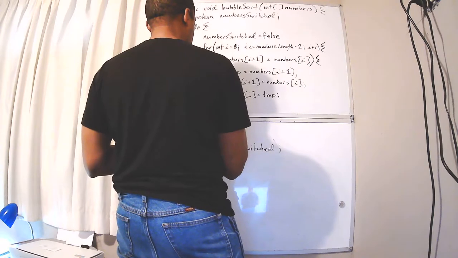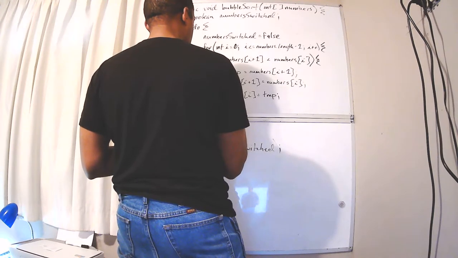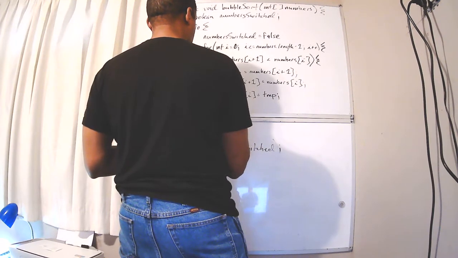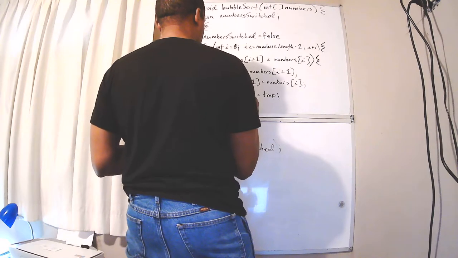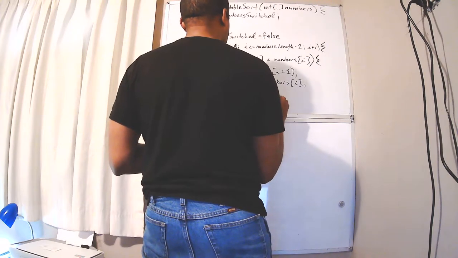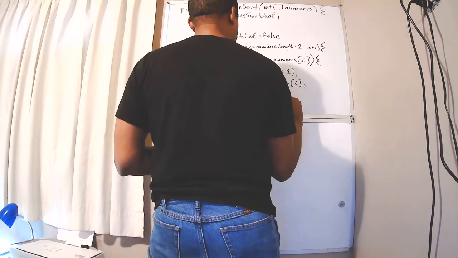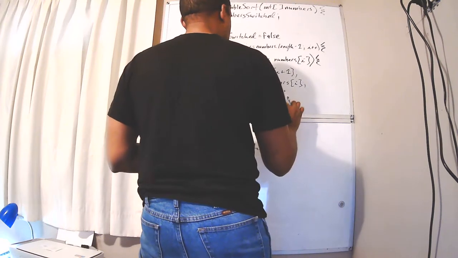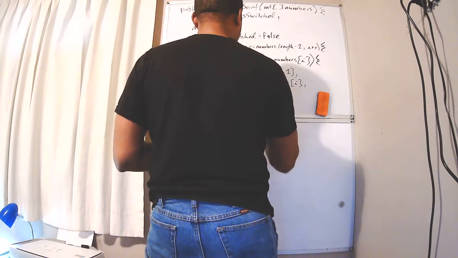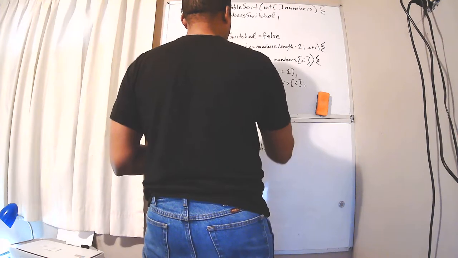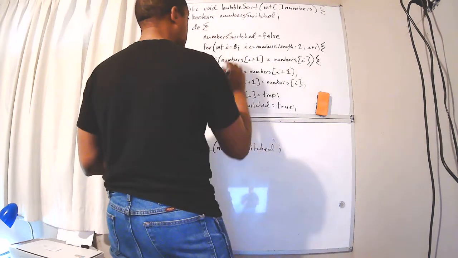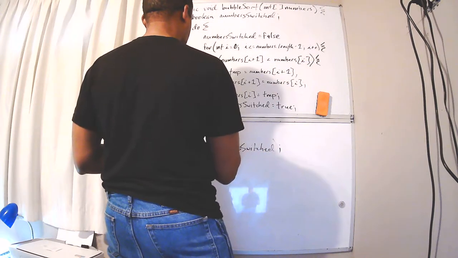Then you increment your flag. Or not increment your flag. You assign the value of numberSwitched equal to true, because yes, we did perform that swap. If we entered this condition and began to perform these processes, then yes, a number was switched, so we're going to assign that the value true, and then we're going to close our if statement, right?